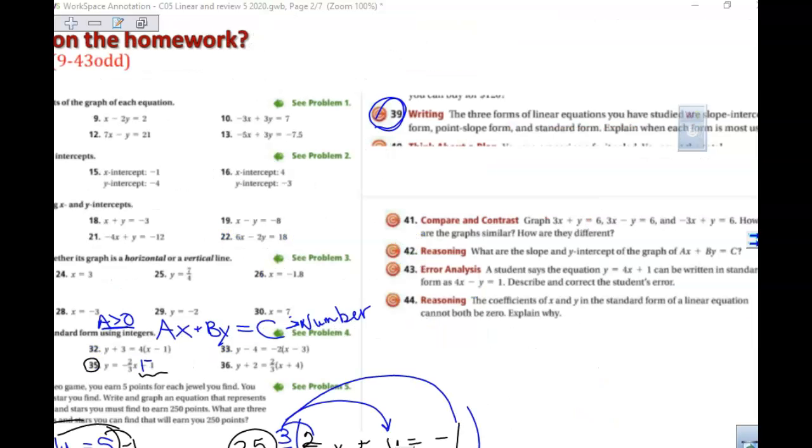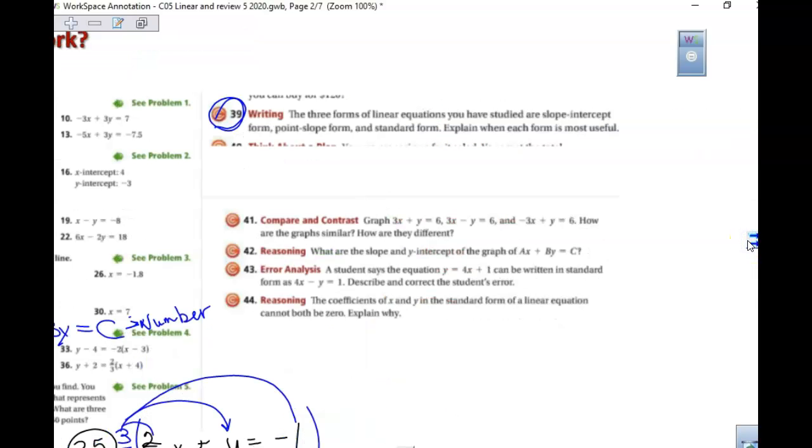The 3 forms: please look at question 39 from page 436, because it says the 3 forms of linear equations that you've studied are slope intercept, point slope, and standard form. Explain what each form is most useful for. And you're like, I don't know. Turn to the back and look at the answer, right? Look at it and then go, oh, or try to look in your notes and say, when did I use point slope? When did I use standard? So look back at that.